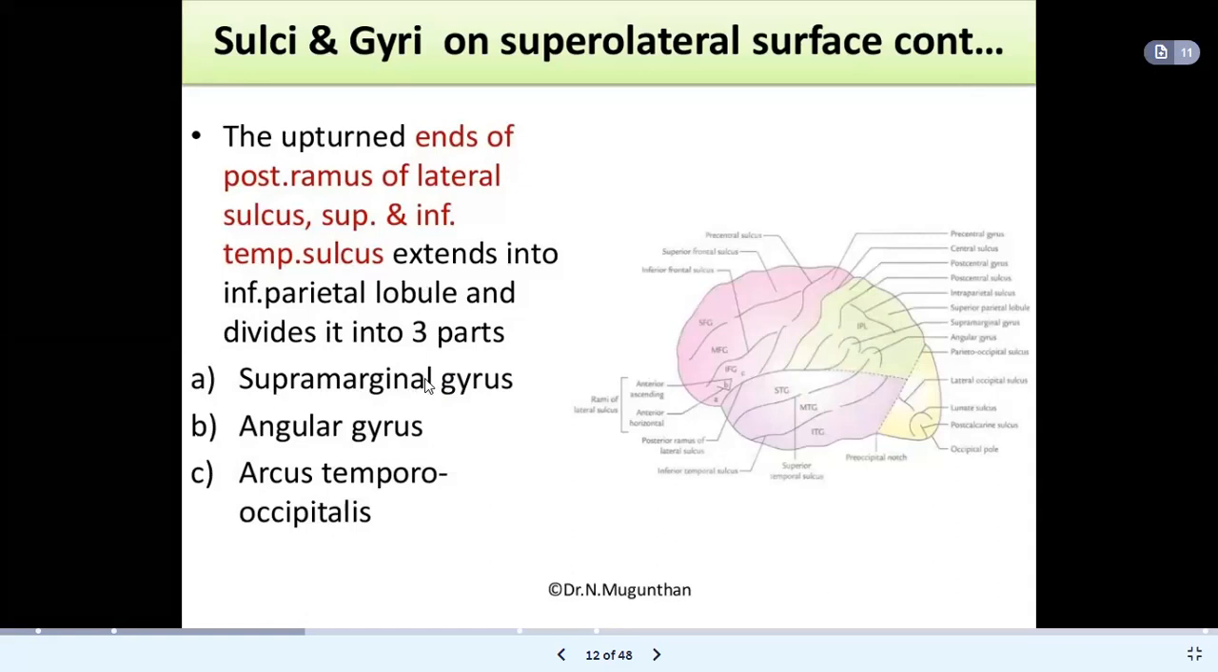So you can see here, on the superolateral surface, the upturned ends of the posterior ramus of the lateral sulcus, this one, and the superior and inferior temporal sulcus, this part will divide the inferior parietal lobule into three areas. So here it is labeled supramarginal gyrus, angular gyrus, and arcus temporo-occipitalis. Okay.